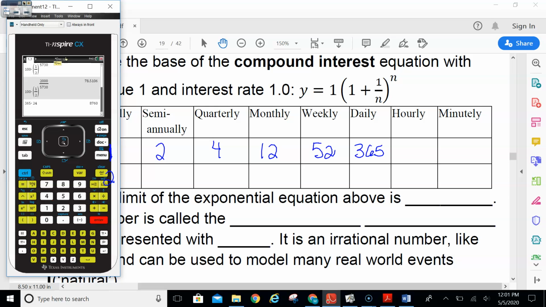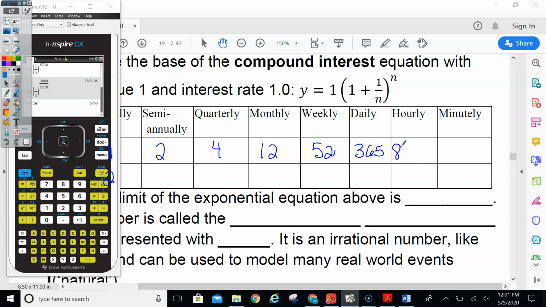And I get that it will be compounded 8,760 times. Minutely, well, I take that number and multiply it by the number of minutes there are in an hour, which is times 60. And in a year, there are 525,600 minutes. So I'm going to take each one of these and plug them in to this formula for n.